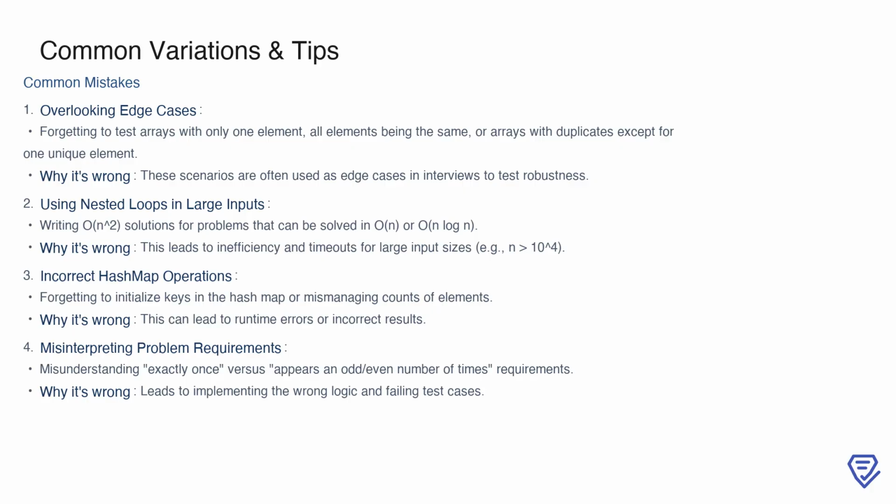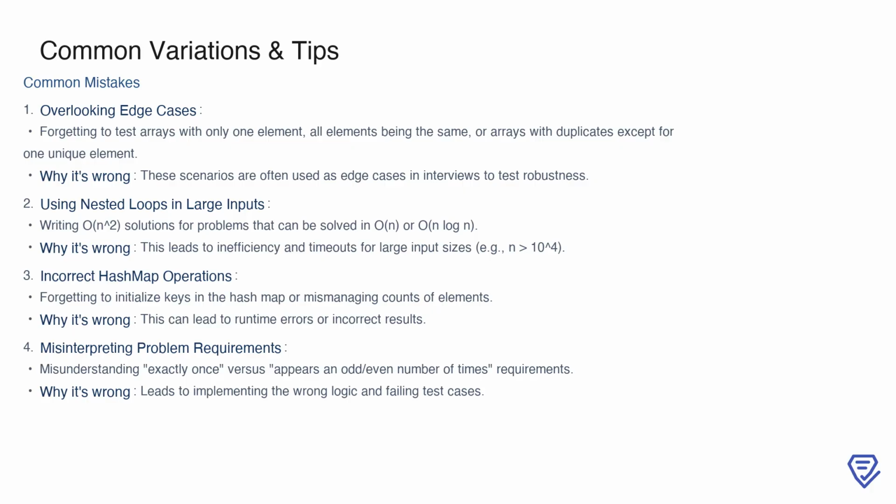failure. Another frequent mistake is using nested loops to solve the problem, resulting in an O(n²) solution. While this might work for small inputs, it becomes inefficient and can lead to timeouts for larger arrays, especially when n exceeds 10,000. Additionally, errors with hash map operations are common, such as forgetting to initialize keys or mismanaging element counts. These can cause runtime errors or produce incorrect results.